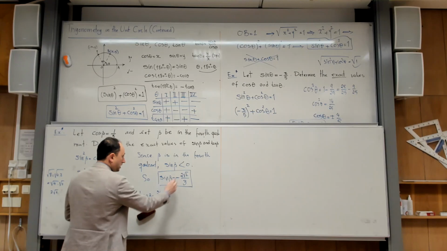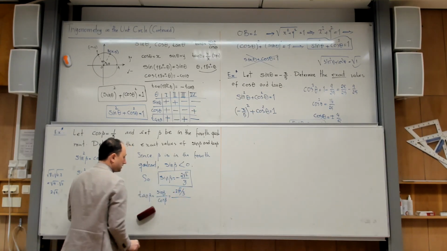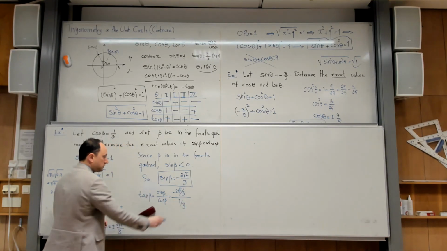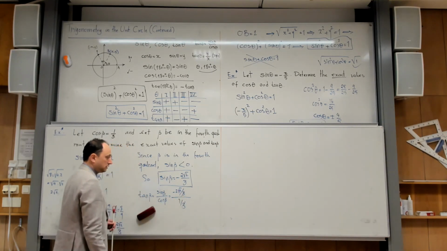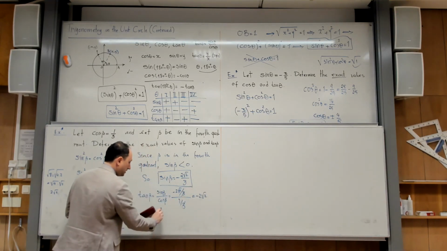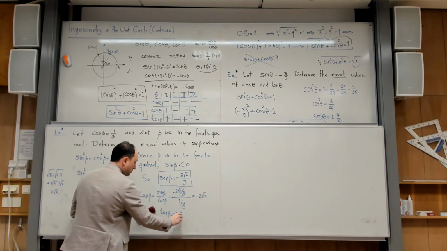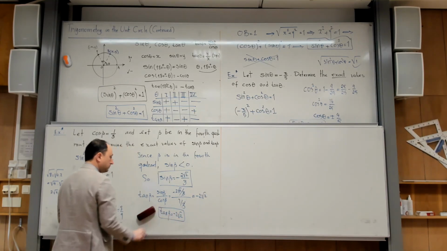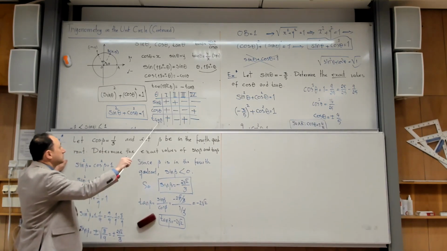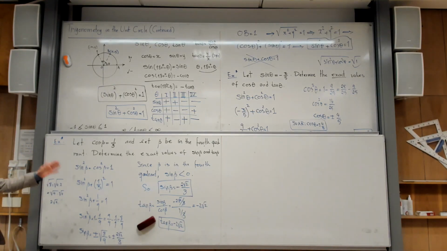So instead of sine beta, I just write this number that I have here, and then I divide it by 1 over 3. But this 3 and that 3 are gone. I get minus 2 square root of 2. So tangent beta is minus 2 square root of 2. Did I expect to get a negative value? Yes. Because if you see in the fourth quadrant, tangent is also negative. So that is something that I want you to know.